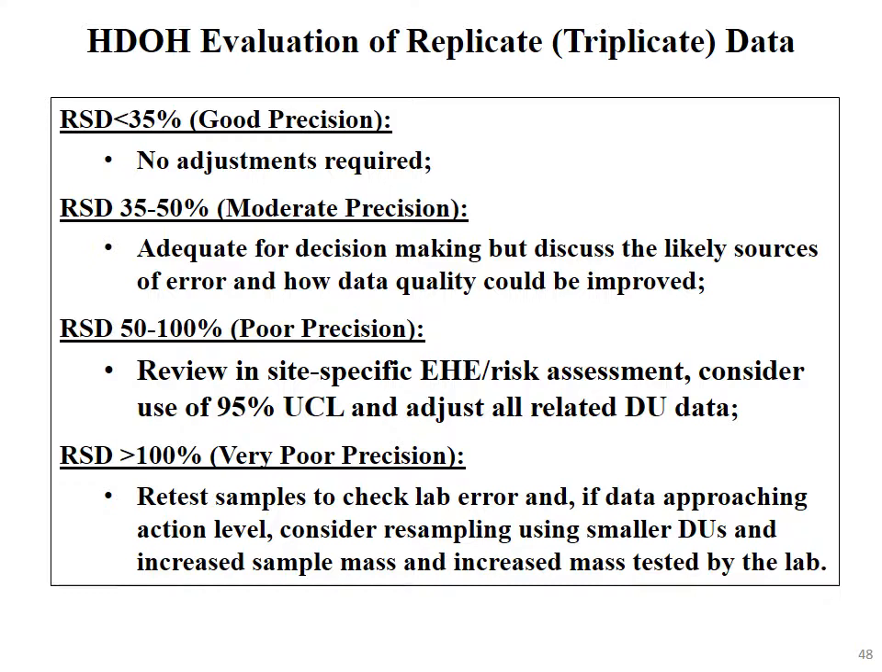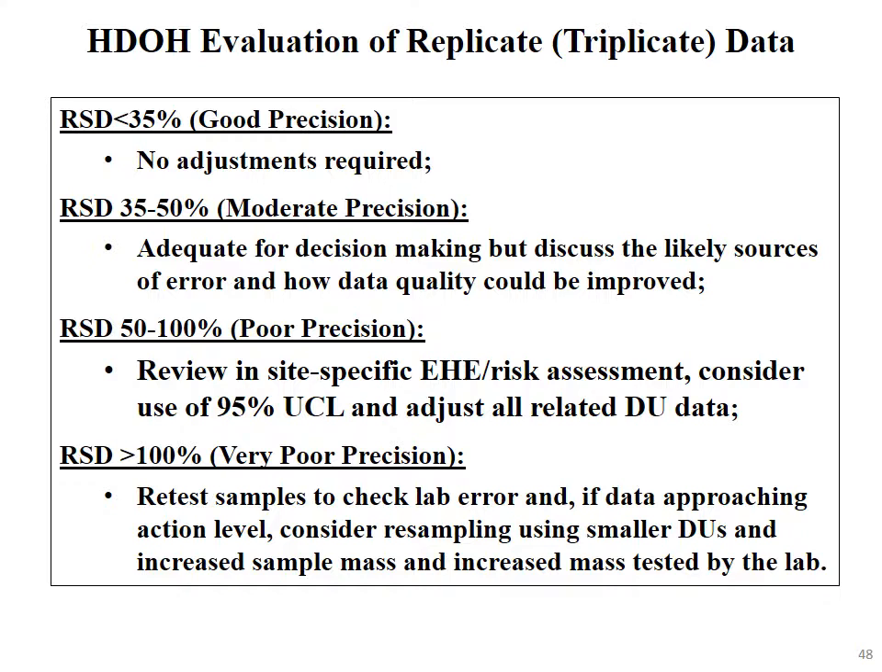If the relative standard deviation is 35 to 50%, now you're getting to moderate precision, a little bit less certain about the adequacy of your data for the DUs if you have multi-increment samples. It's still adequate for decision making when you look at the safety factors built into screening levels and risk assessment. You know, an RSD of 50% really isn't that big of a deal. But we want you to discuss the likely sources of error in your report and how your data quality could have been improved in the future. Just something we can learn from, so lessons learned.